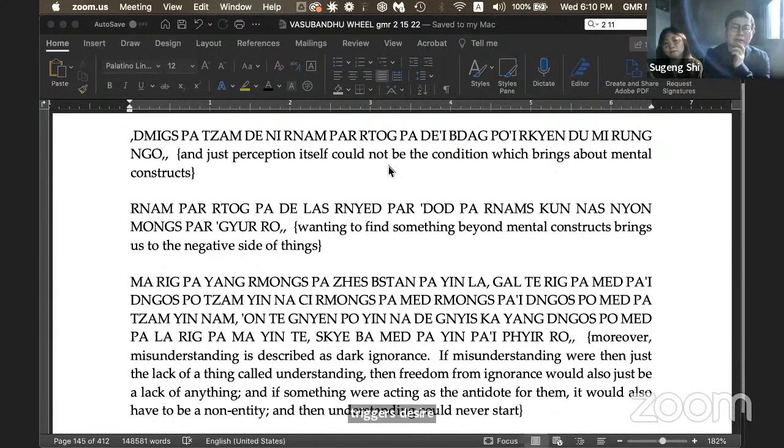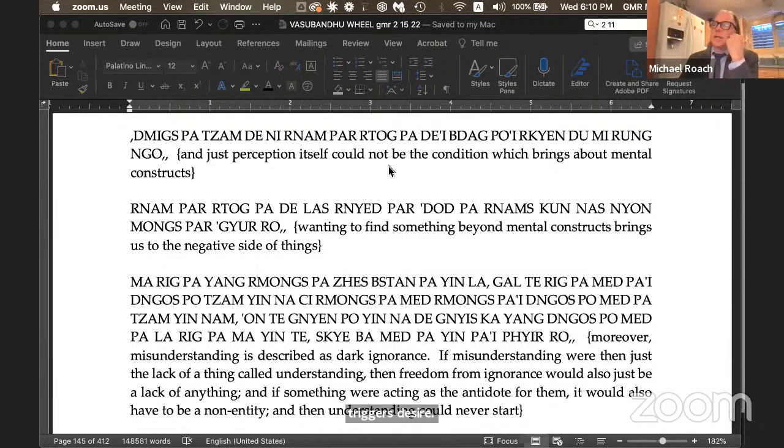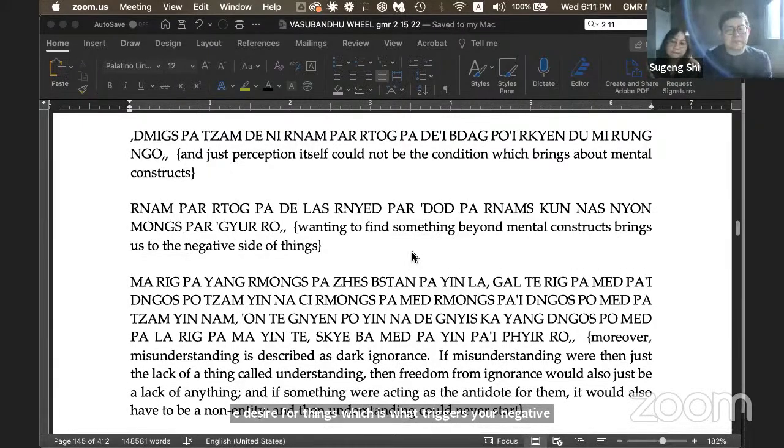So a simple lack of understanding wouldn't be enough to trigger the wheel of life, because a simple lack of something wouldn't be enough to trigger the desire for things, which is what triggers your negative emotions. Yeah, but these two, we've got to cook them.